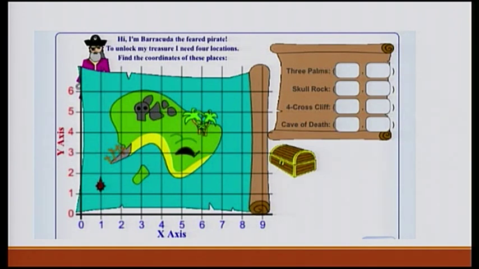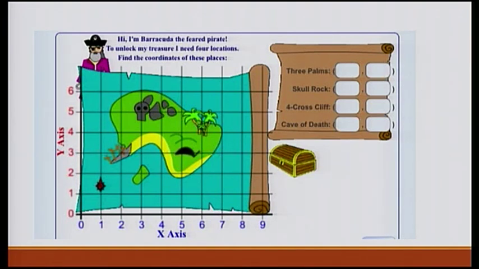In grade 6, you have learned about positive coordinates. Here is a revision activity for you to refresh your memory. We need to unlock Barracuda's treasure by finding the coordinates of the places. Recall that to read coordinates, we go along the x-axis, which is the horizontal, then up the vertical, which is parallel to the y-axis.